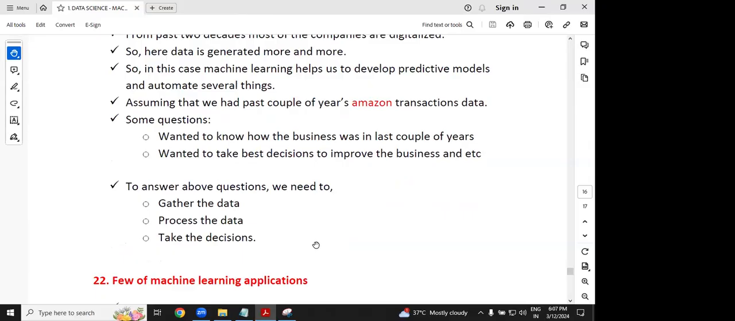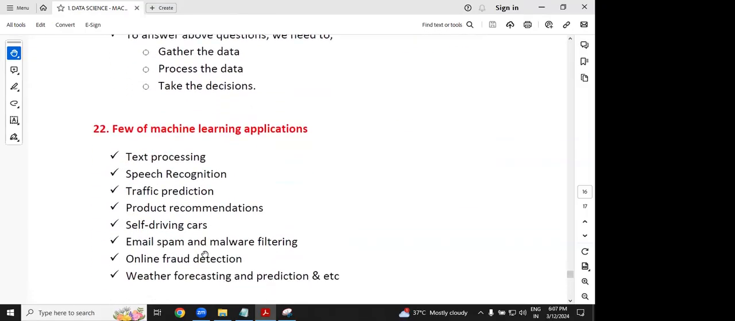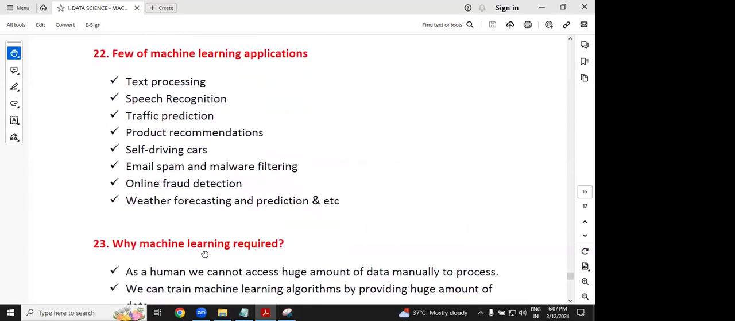First one, gather the data, data collection. Next one is process the data. Next one, take the decision. Good. These are all ML applications.